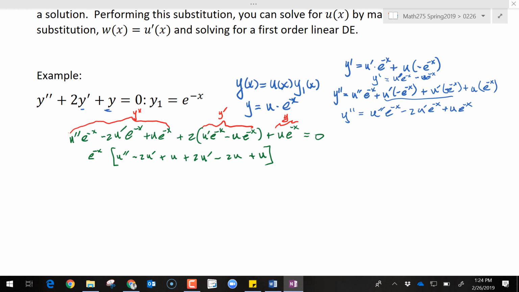Okay, let's see if we could do some combining. Can we combine? What do we have? They all cancel. Is that right? So it's just u double prime? Wow. Hmm.